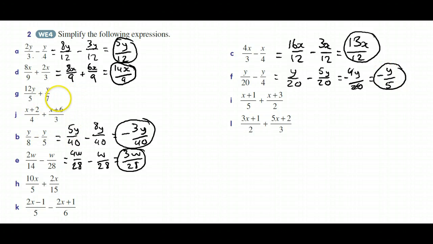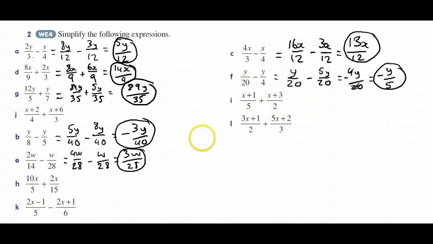Alright, over here we've got 12y over 5 plus y over 7, common multiple 35. And to get 5 to become 35, multiply by 7, so this becomes 7 times 12 is 84y, plus to get 7 to become 35 we've got to multiply it by 5, so this is 5y, so 84y plus 5y is 89y over 35.